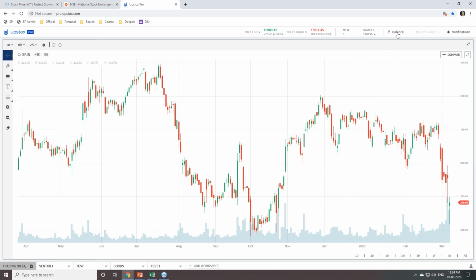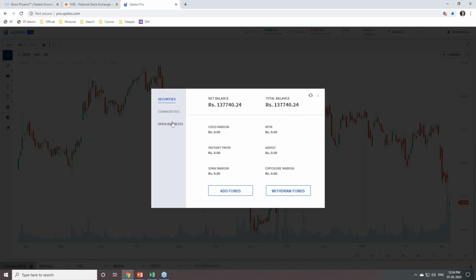And next, funds. Here in equities it will show you the current balance. My balance is 1,37,040 rupees. This is my current balance. And it shows the amount you have used for the current trading day, and the mark to market, what is the profit and loss. Everything will be available here.